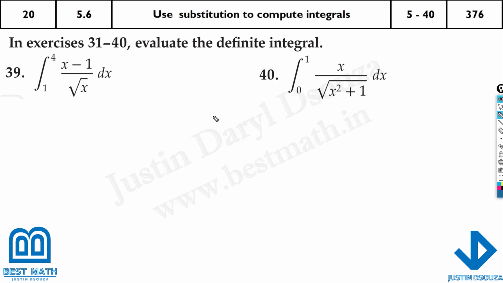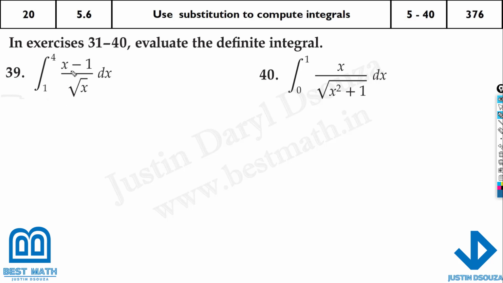We have reached the last two problems. I'm not sure anyone has stuck through all the video. It's such a long video. But if you have really watched the entire thing, then well and good. I'm sure you might have understood integration by parts thoroughly. So let's complete the last two problems now.